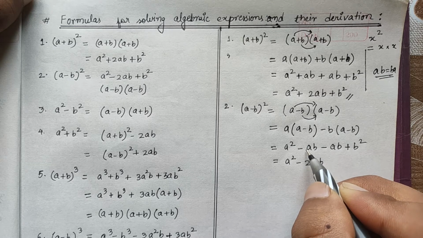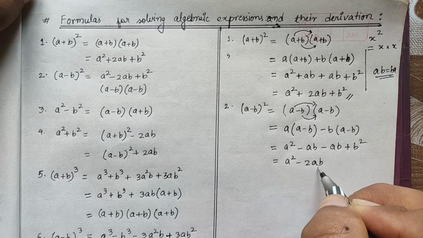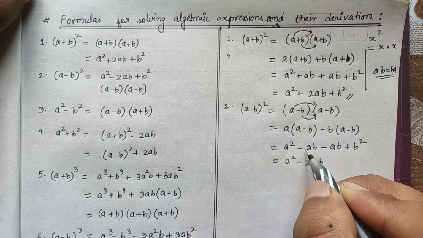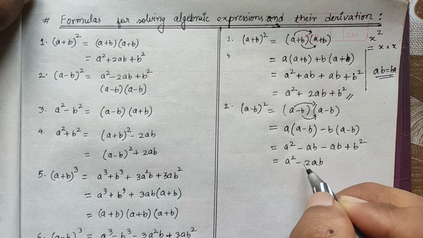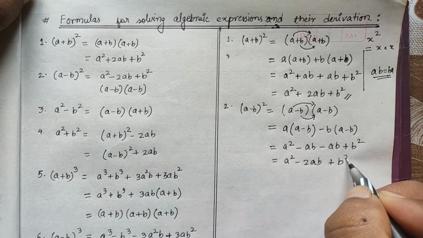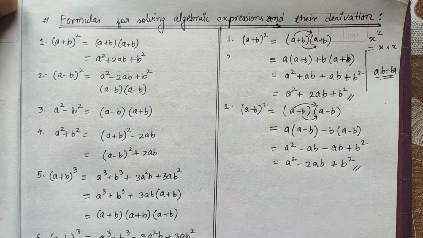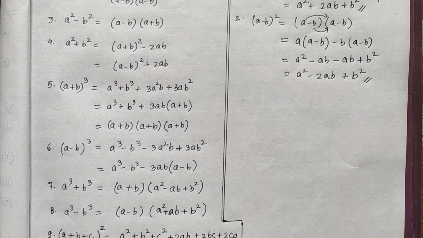So plus minus minus, you have to add them. The variable will be the same, ab, and adding 1 and 1 it becomes 2. Add the coefficient, plus b square. So the second formula is also proved. Now let's move on to the third formula.